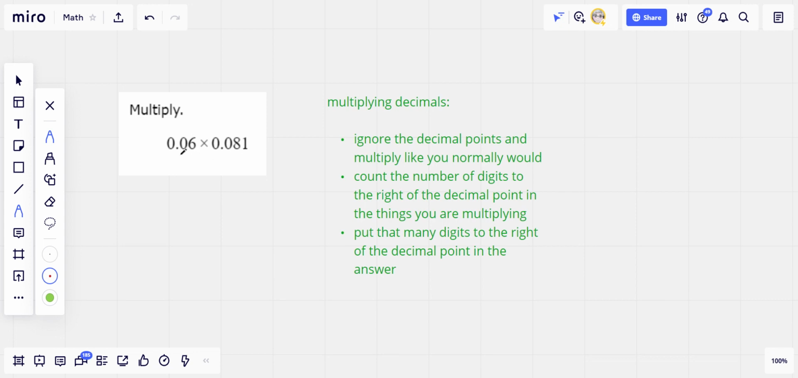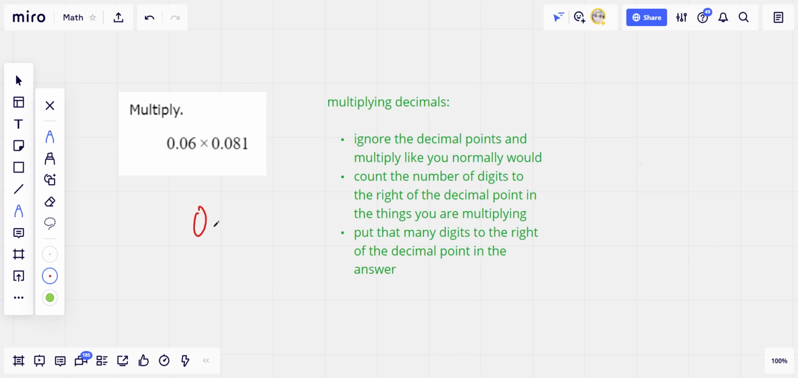So this one's got 2 behind the decimal point, this one's got 3 behind the decimal point. You add them together, and that's how many you'd have in the answer behind the decimal point. So the smallest piece of this one is in the hundredths. This is 6/100. Here we have 81 thousandths, but once you get to 5 decimal points, you're talking about 100 thousandths, so really small stuff. Well, let me show you how this works.